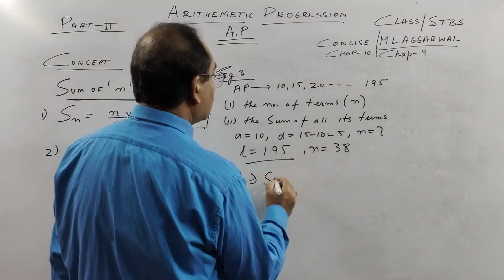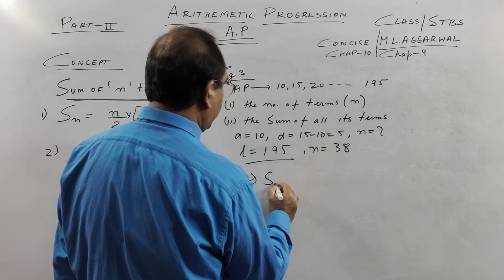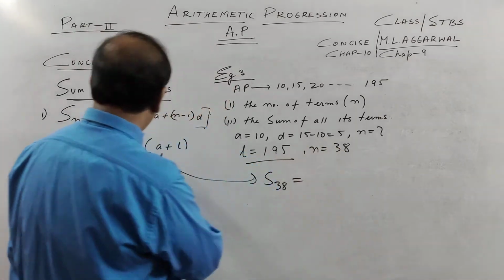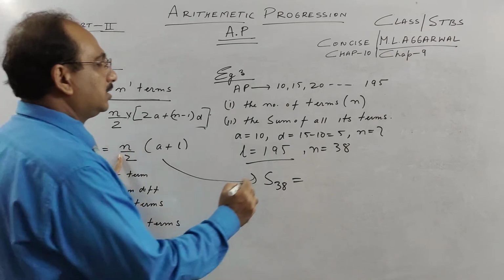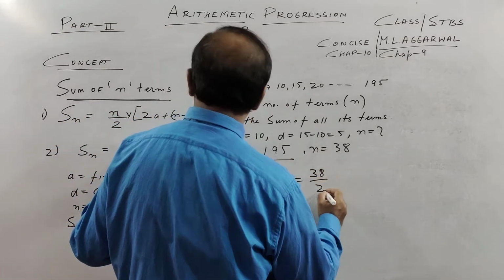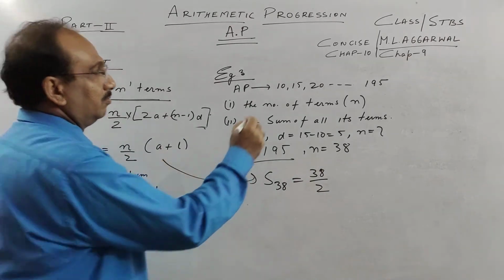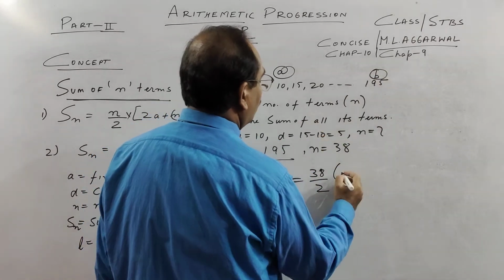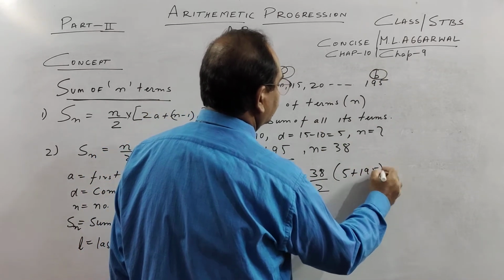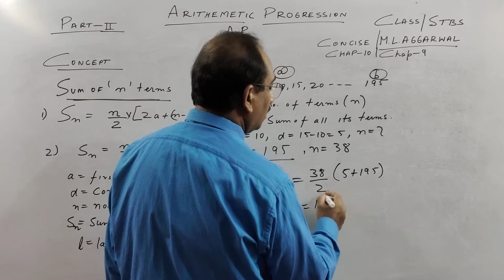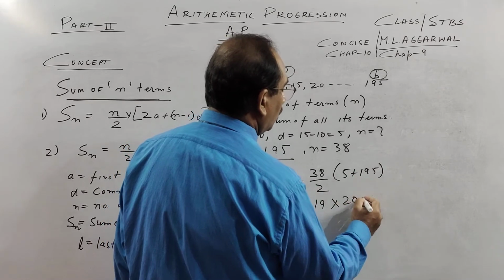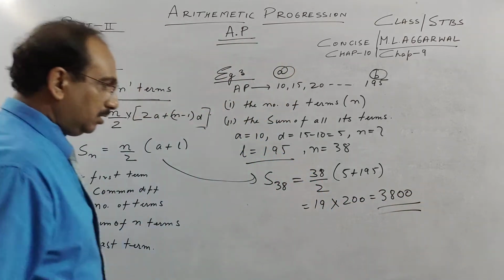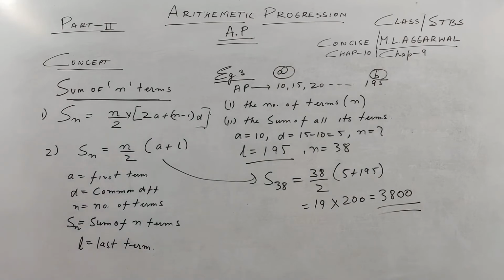Okay, so sum of 38 terms, children. We got 38 terms, will be n by 2. So what is n here? 38, children. 38 by 2, a plus l, first term plus last term. Okay, no d comes here. First term plus last term. So here we get 19, and this is, children, your 200. So 19 2s are 38. So here we get the sum of 38 terms.